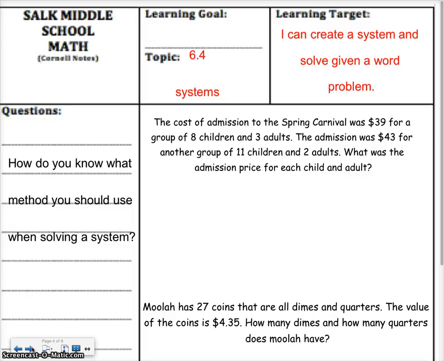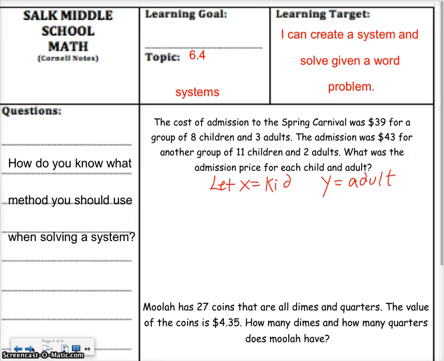I like these kind. The cost of admission to the spring carnival is $39 for a group of 8 kids and 3 adults. The admission was $43 for another group of 11 kids and 2 adults. What was the admission price for each kid and adult? So the two things I'm talking about are kids and adults. So I will let x equal kids, y equals adult.